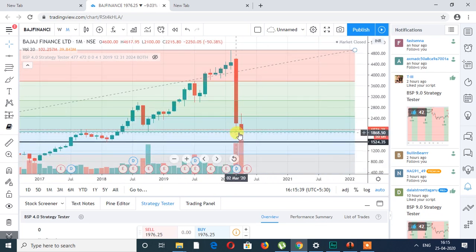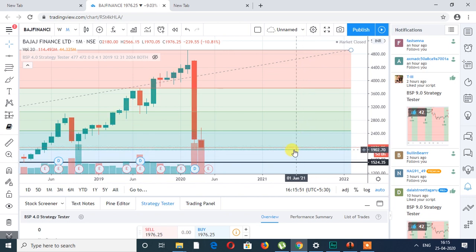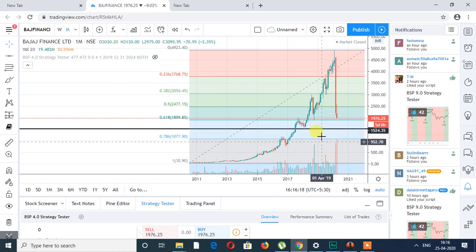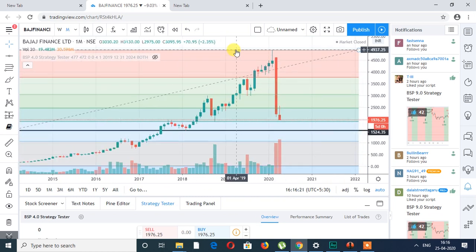If you see this, for Bajaj Finance the levels are around 1904. So when it reaches something around 1904, it can still go down till 1904. If it breaks this level, the next level which you need to watch out for is 1072. So you can see the levels which are there with this also.